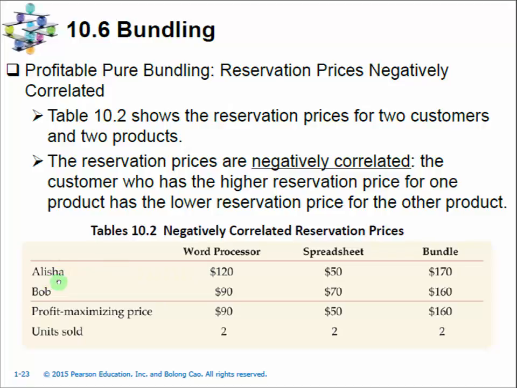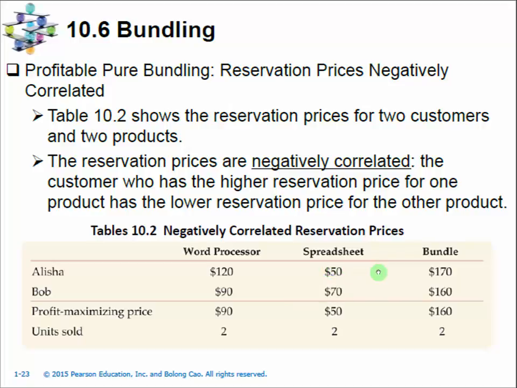We have A, Alicia, and B, Bob. For word processor, Alicia has a higher reservation price of $120 and Bob has a lower reservation price of $90. However, for spreadsheet, Alicia has a lower reservation price of $50 and Bob has a higher reservation price of $70. So Alicia values word processor higher than Bob, and Bob values spreadsheet higher than Alicia.